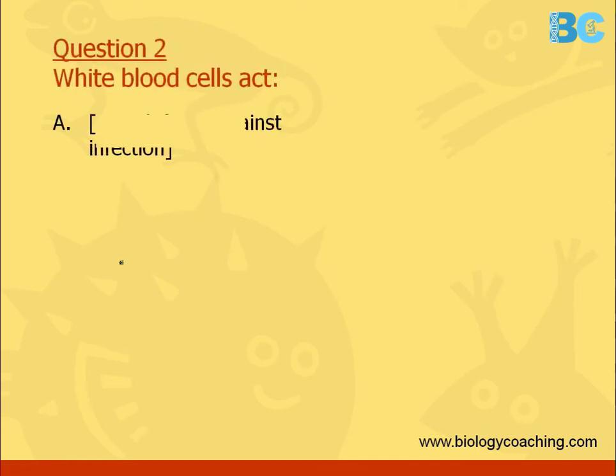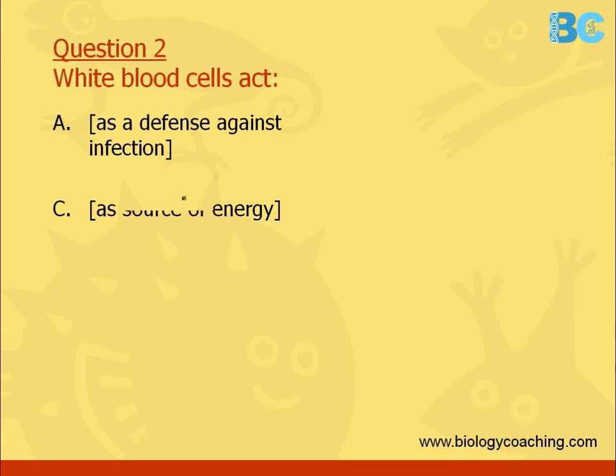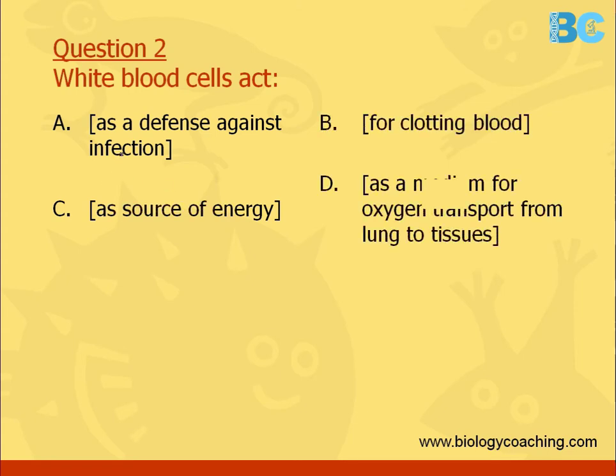Now our second question is, white blood cells act. First is as a defense against infection. Second is for clotting blood. Third, as source of energy. And fourth option is as a medium for oxygen transport from lungs to tissues. And undoubtedly, you can give the answer as white blood cells act as a defense against infection because they are the soldiers of the body.